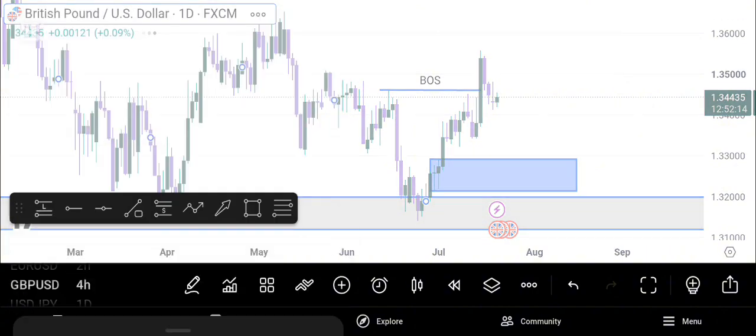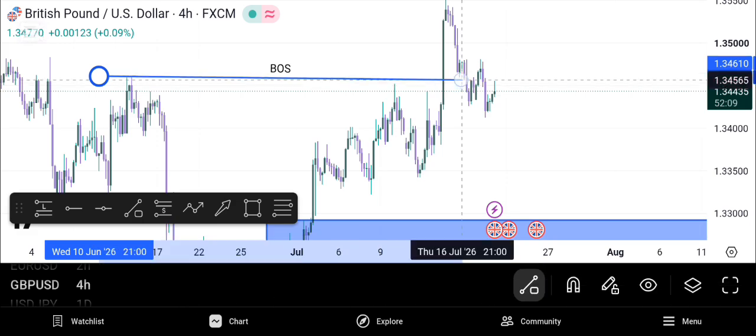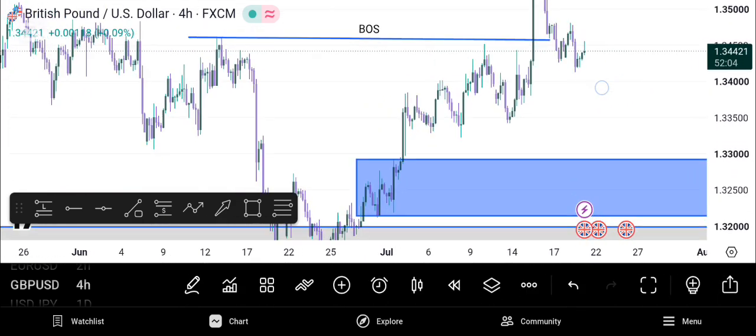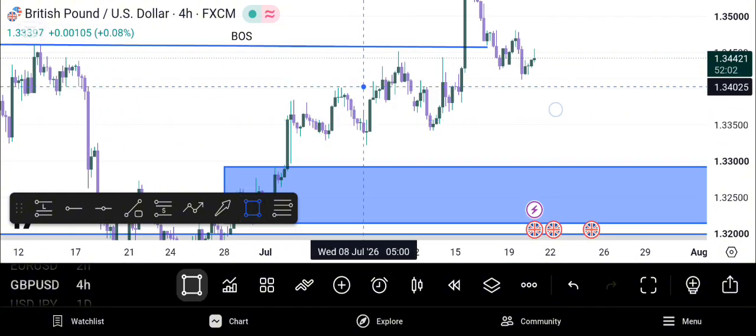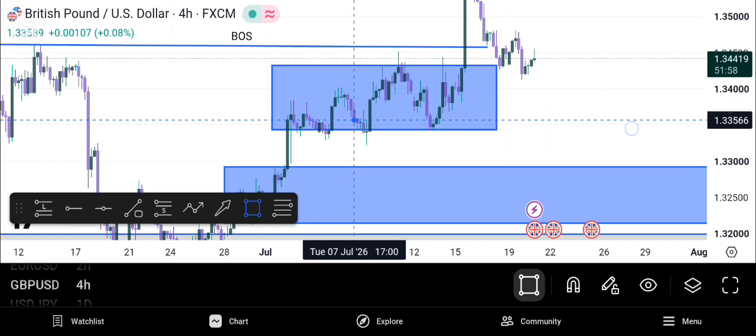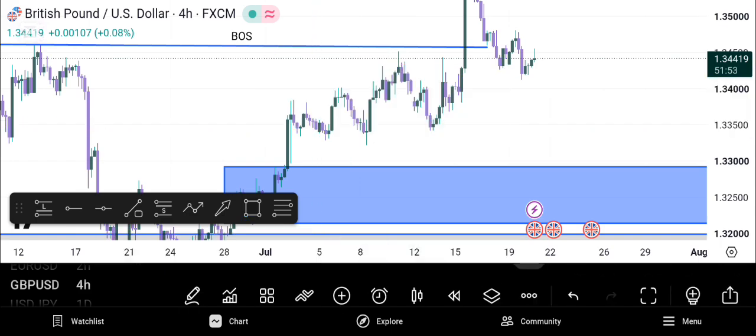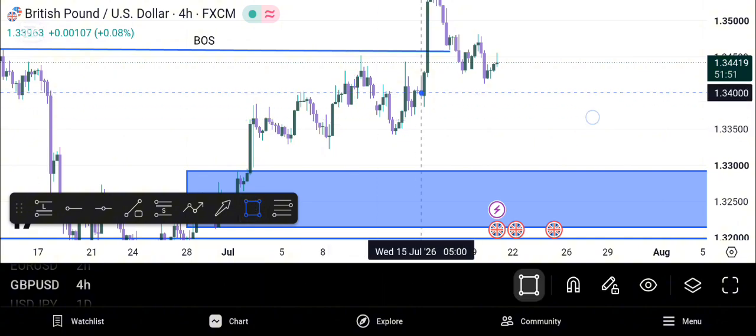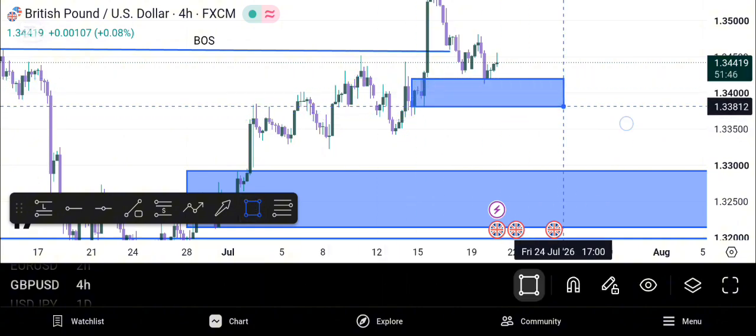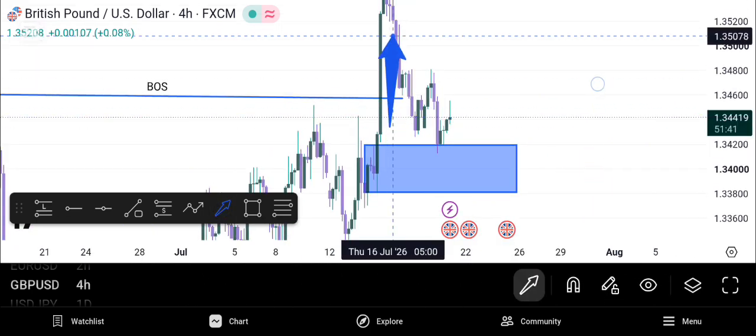The 4 hours is actually where I read structure, not the daily. I don't read structure from the daily time frame, by the way. I read structure from the 4 hours time frame, and from the 4 hours time frame, you can see something amazing. After this consolidation in this level, we had a break. It's like a consolidation, then a break, and after that, this is the order block which caused this break of structure. You can see that price reacted from this level massively and gave us this push up.